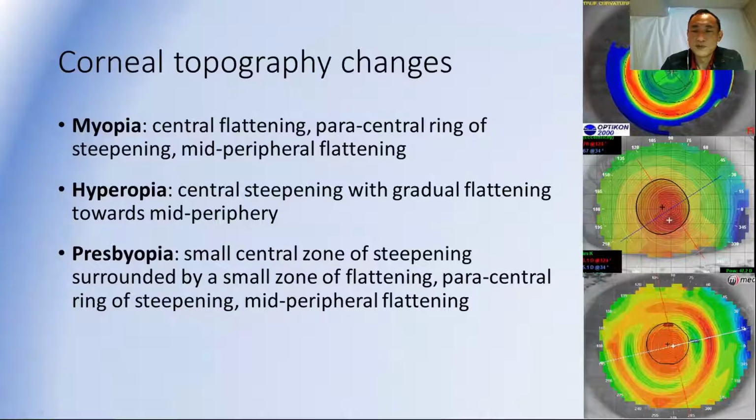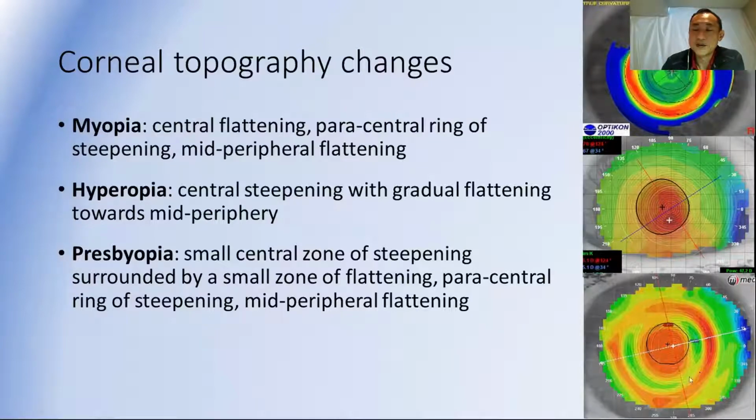And then in presbyopia, which is really uncommon but can also be done, what we typically try to do is have a small central zone that is steeper, that gives the patient the add. And then around that, you'll have a flatter zone, which is going to be more of their distance correction. And then sometimes you'll have a ring of steepening around that as well. So this gives you more of a topography that's similar to the kind of refractive profile you'll get with multifocal contact lenses, aspheric multifocal contact lenses, where you may have a center near zone and a peripheral distance zone.